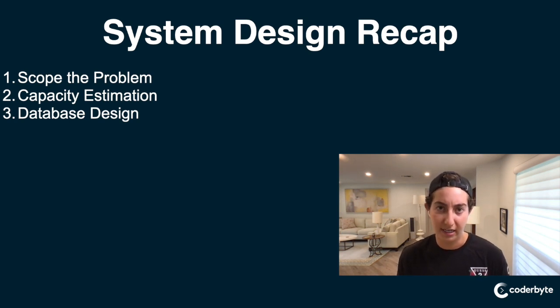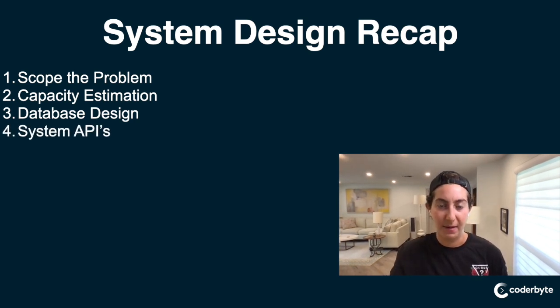The third part, and I think these steps can come in different orders depending on the problem, but the third or next step might be database design, right? You're thinking about how am I going to store my data so that my system can use it appropriately? And this takes into account, of course, steps 1 and 2, because you're going to design your database based on different capacity estimations that you've made and the problem you're trying to solve.